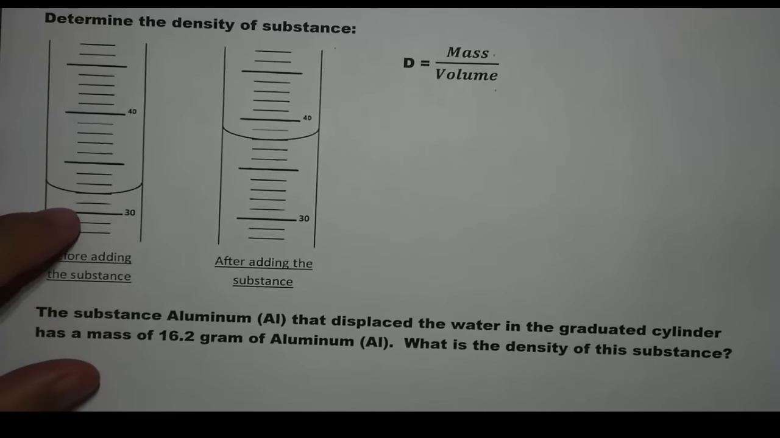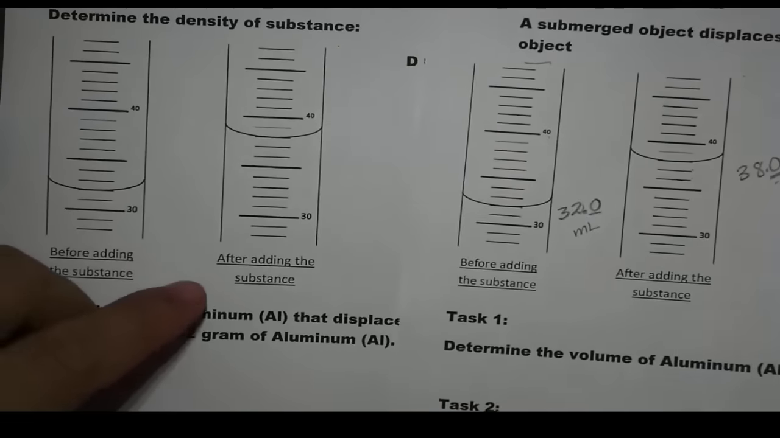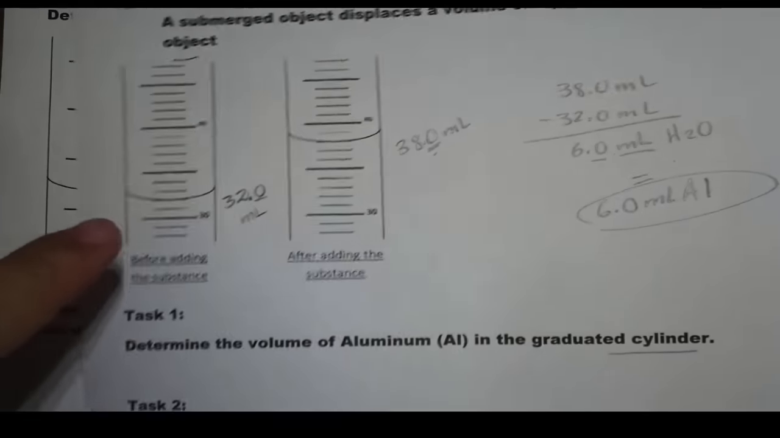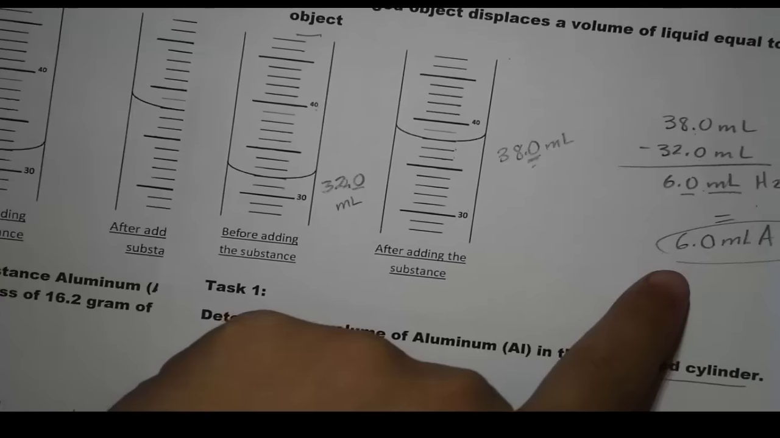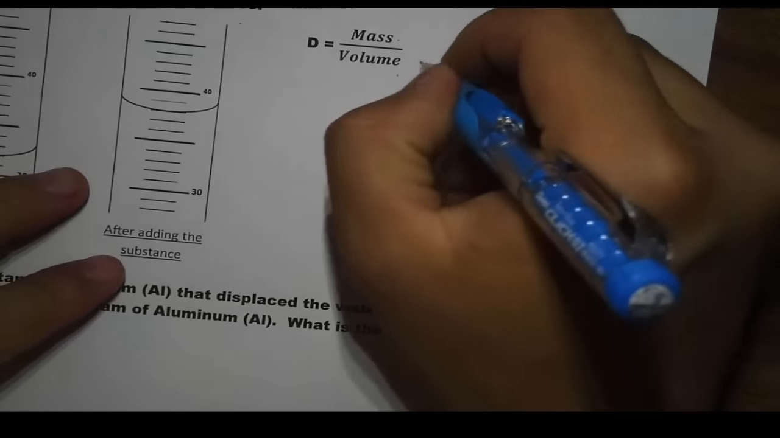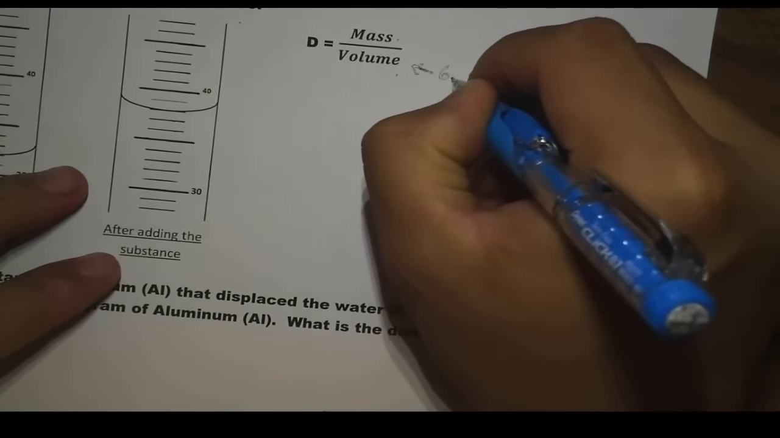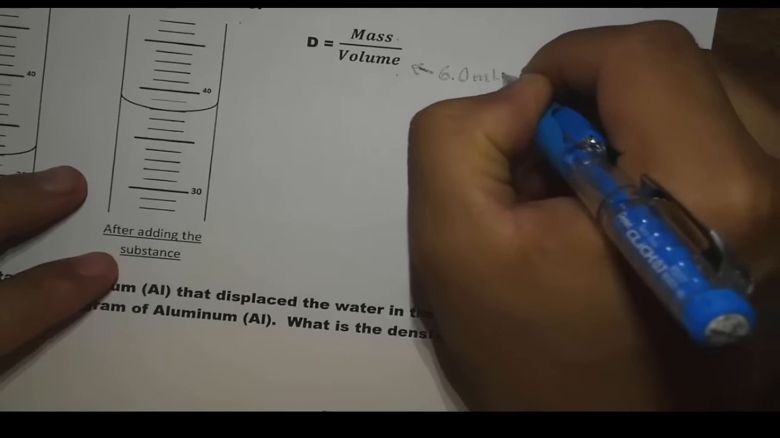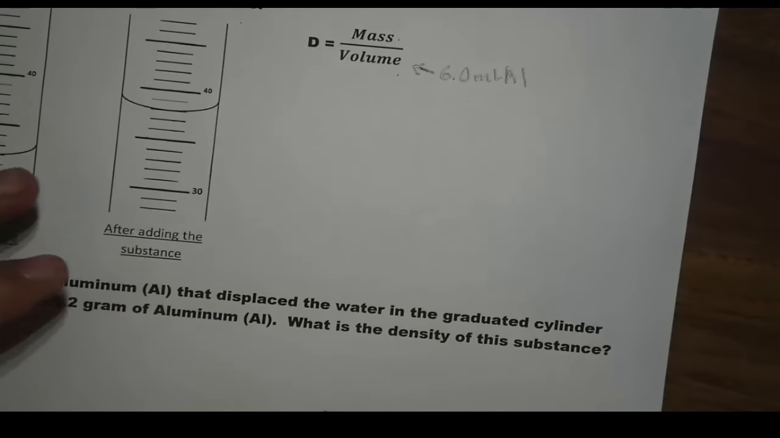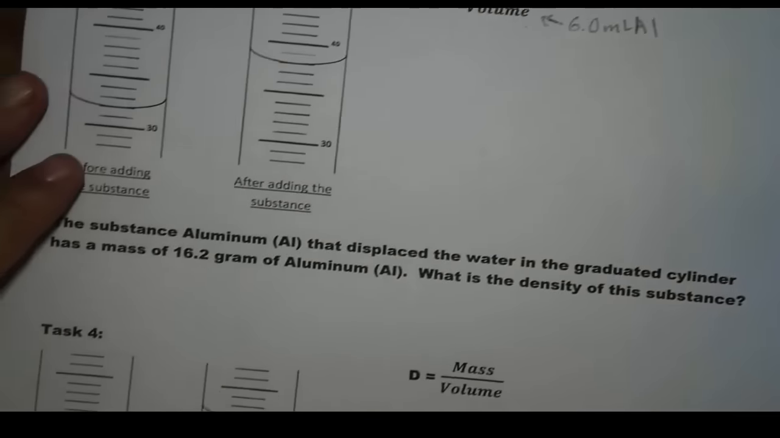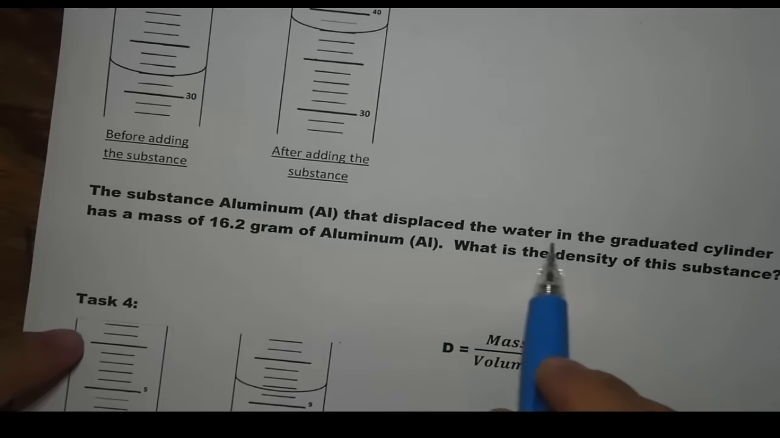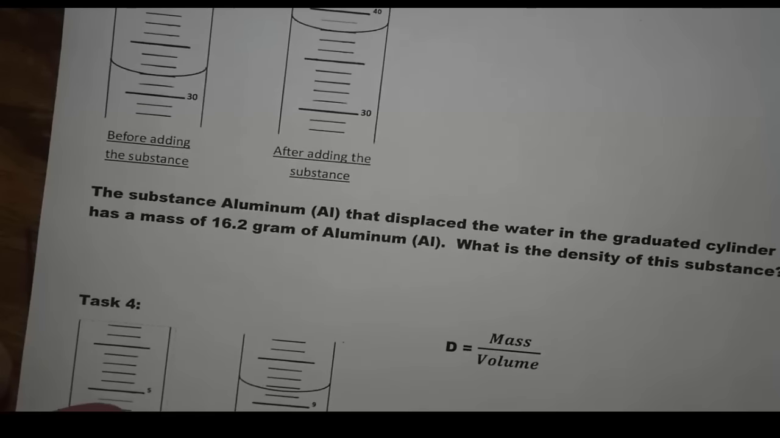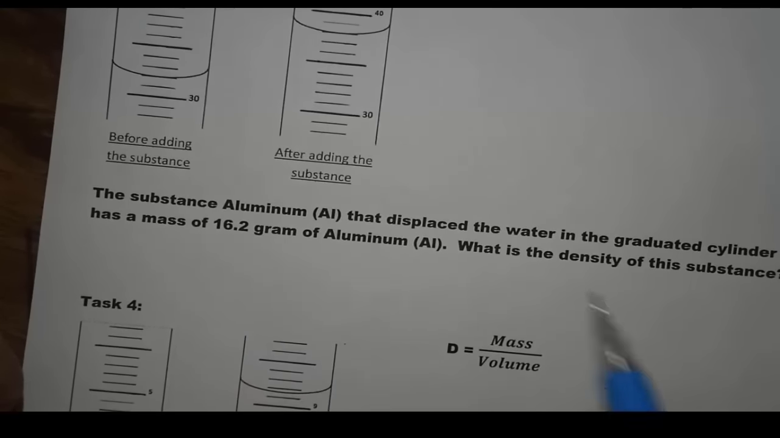And if you notice, this is the same one that we had before. Notice how it's the same reading, right? So we know the volume of aluminum is 6.0 ml. And specifically, aluminum. Okay? But what about the mass? If we go to the problem, it says the substance aluminum that displaces the water in the graduated cylinder has the mass of 16.2 grams of aluminum. What is the density of the substance?